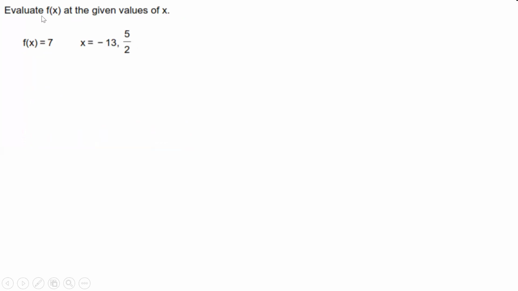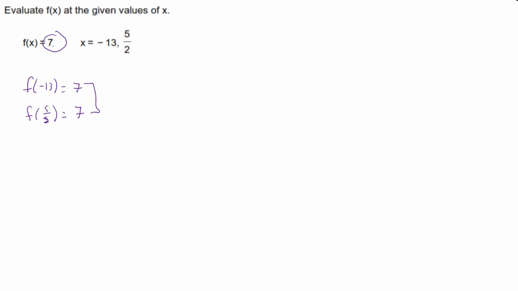Here's another one where we're supposed to evaluate f of x at the given values of x. So f of x is equal to 7, and we have x is negative 13, and x is 5 halves. All right, so here we have f of negative 13. Well, there's no x value, so it's still just 7. And same thing goes for when we plug in 5 halves, it's just 7. This is a constant function is what it is.